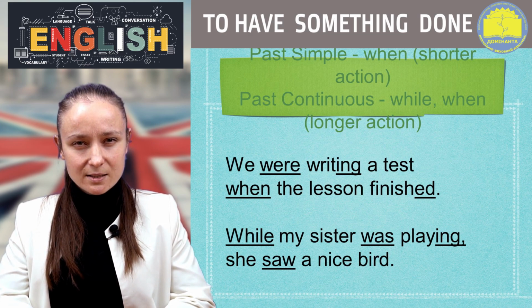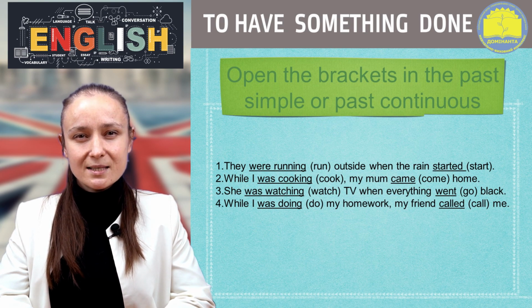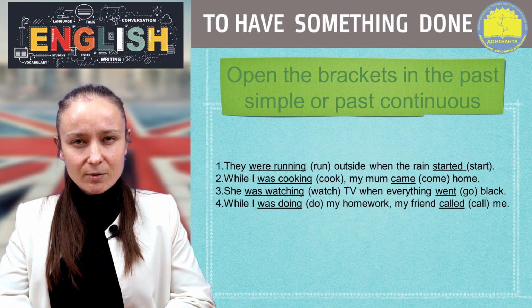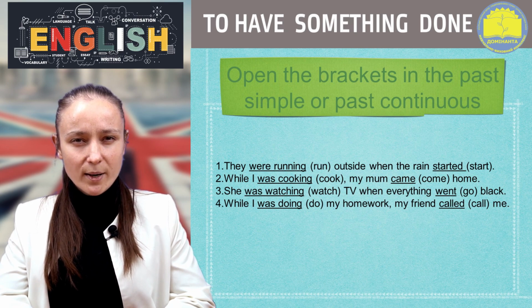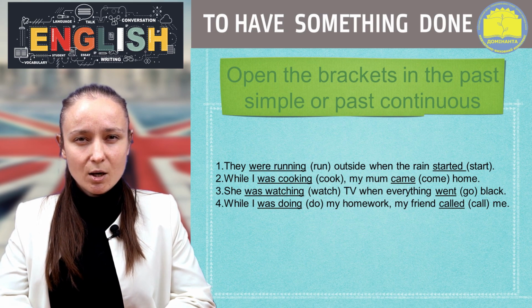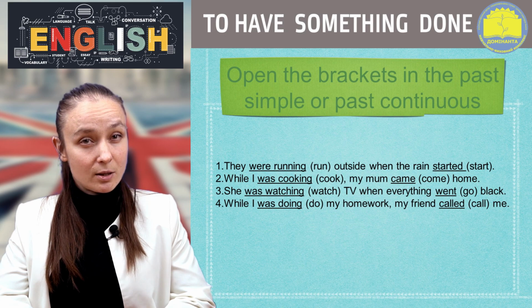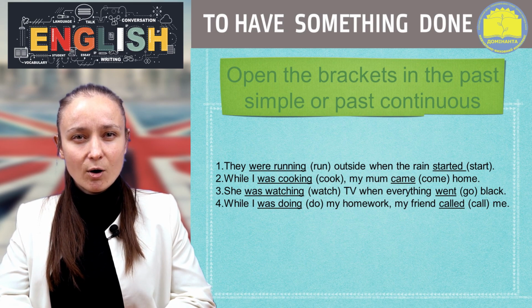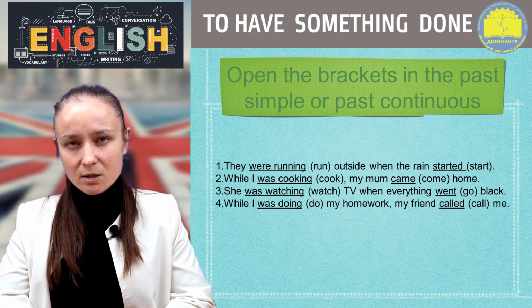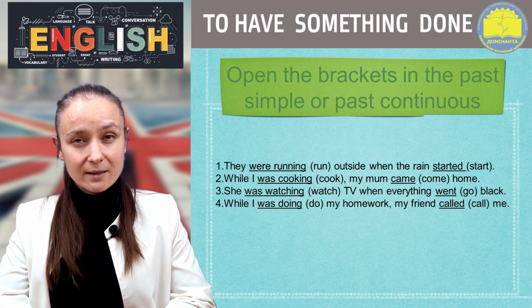Now, let's practice. Open the brackets in the past simple or the past continuous tense. First, they were running outside, a longer action, when the rain started, a shorter action. Next one. While I was cooking, a longer action, my mom came home, a shorter action. Next one. She was watching TV, a longer action, when everything went black. It's a shorter action, so we use past simple here.